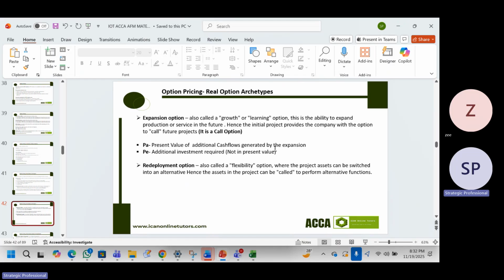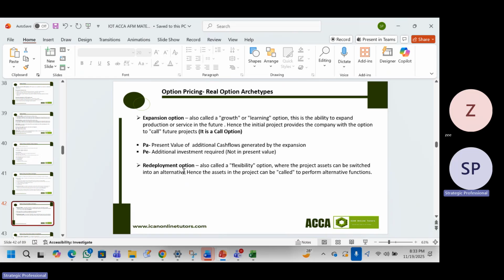And the PE is what? Is the additional investment required, not in present value, please. Whether it's in third year, whether it's in fourth year, don't take present value, right? Use it as absolute. If they give you 30 million, whether they said it's going to happen in the third year, don't go and discount it. Use it like that. Is that 30 million that you should use? Because why? You don't take the present value, right? And don't use the initial investment that was done on the current project. It is the additional investment required for the expansion project. Please. Thank you.